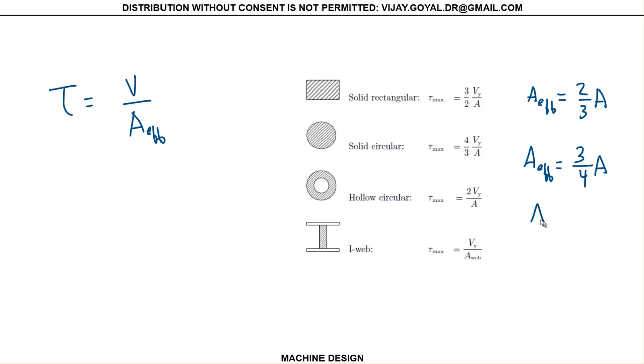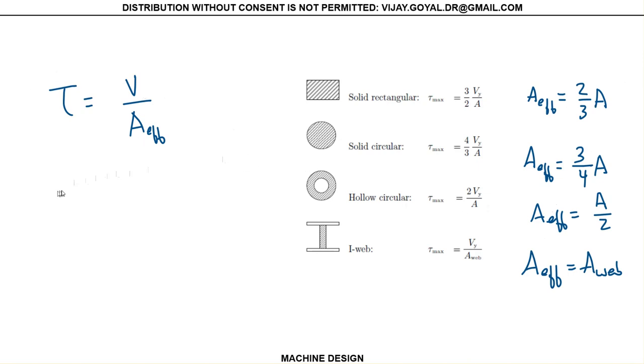Here, the area effective for this case is nothing else than A divided by 2. Here, the area effective is the area of the web. So these are the common approximations that we do, and many of these actually are not even approximations, they're closed form solutions. So this is V over A.